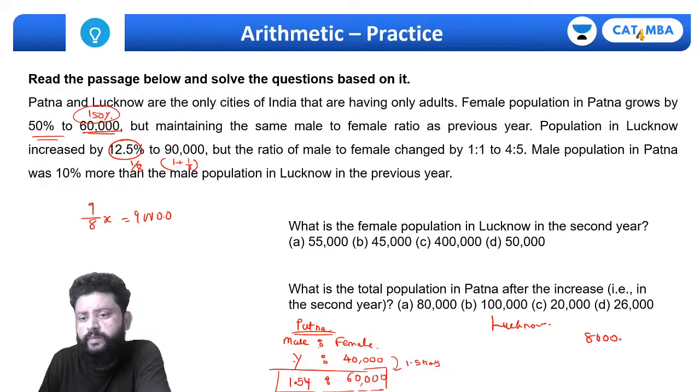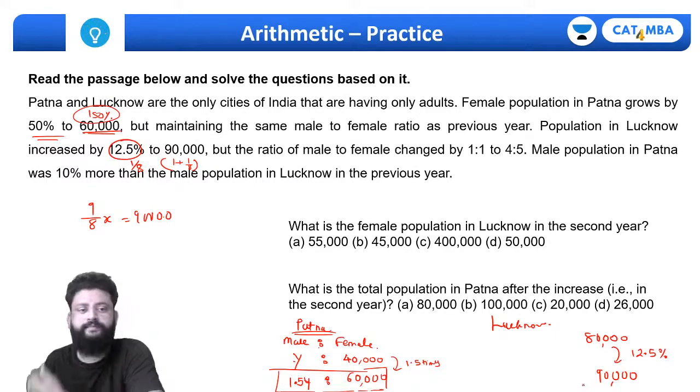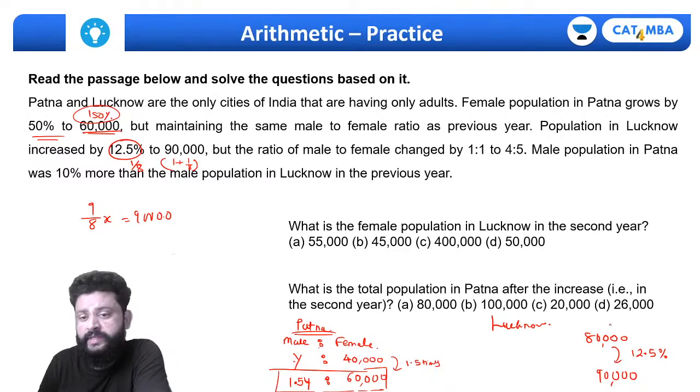तो अभी लखनऊ का पॉपुलेशन पहले 80,000 था, अभी वो है 90,000 बिकॉज इट इज इंक्रीज्ड बाय 12.5% टू 90,000. मतलब 12.5% बढ़ा और 90,000 हो गया. बट द रेशियो ऑफ मेल टू फीमेल चेंज्ड बाय 1:1. मतलब पहले रेशियो 1:1 था. नाउ दिस इज द टोटल पॉपुलेशन ऑफ लखनऊ. ओके, so total it was 80 and the ratio was 1:1, means previous year it was 40,000 is to 40,000, half of.